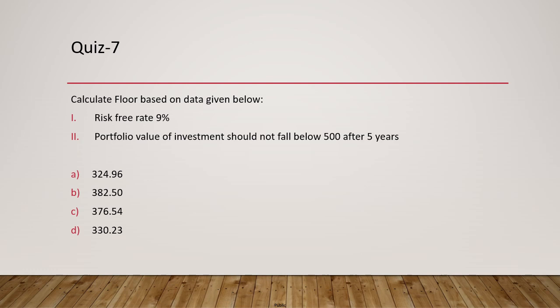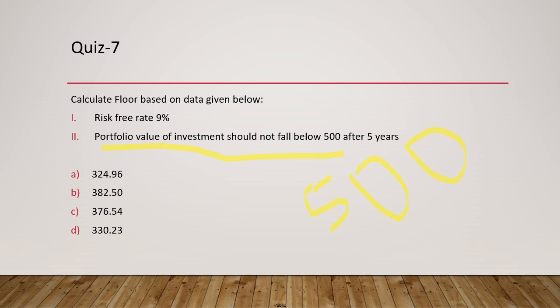Then next is the 7th question, which is about how we calculate the floor. So we need to work on 3 values. What is the risk-free rate? What is the portfolio value of investment which we have? Here the portfolio value of investment should not fall below 500, and there's a time frame of 5 years. So we take into consideration 500, which is the amount that we are protecting against, and then we find the PV of this value, which is the present value.